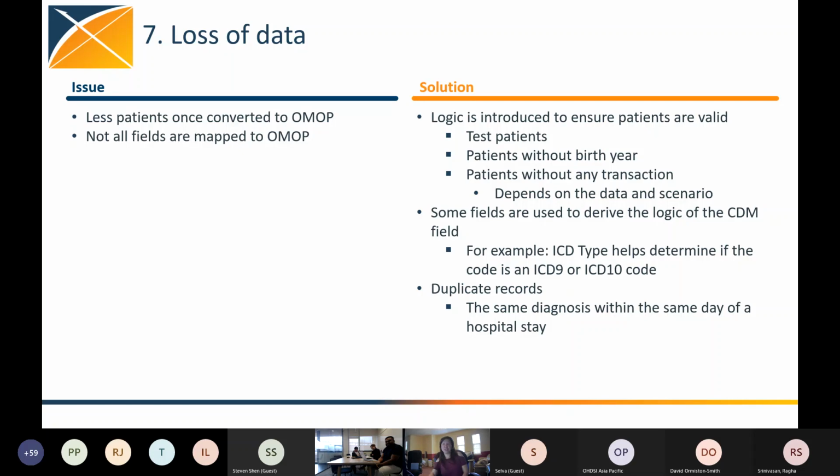But those are my scenarios. You can see here there are scenarios that we've seen in hospital data. You have test patients in there, right? You want to remove those. Again, those are things we build a lot of.